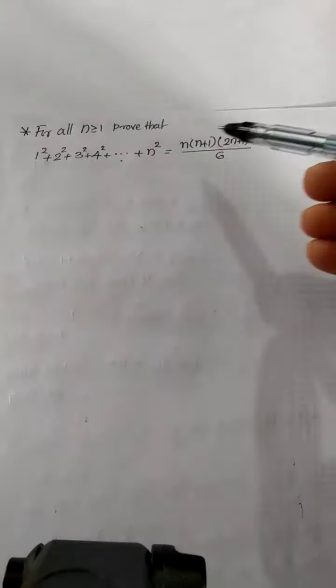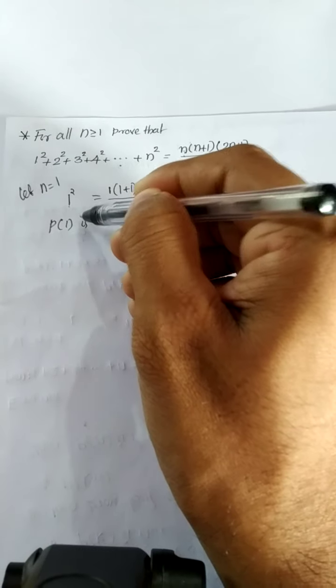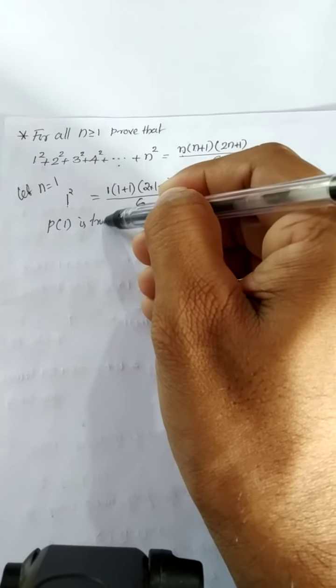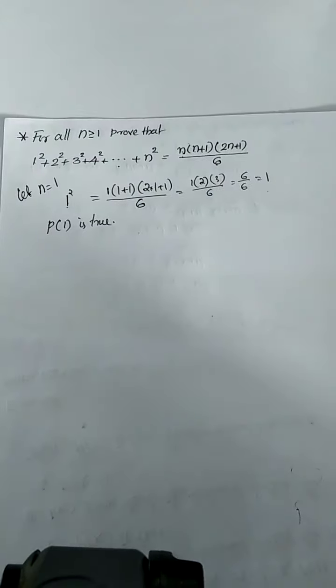Then 2 plus 1 is equal to 3, divided by 6. So it is 6 by 6, which is equal to 1. So the left side is equal to the right side. 1 is equal to 1. So we can say that P of 1 is true because we have verified it. So second step, what is that?